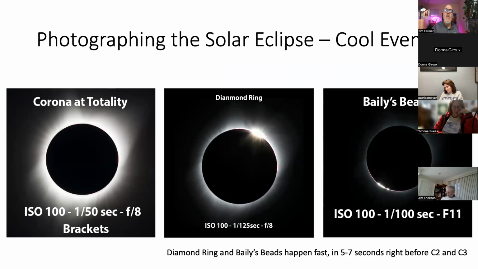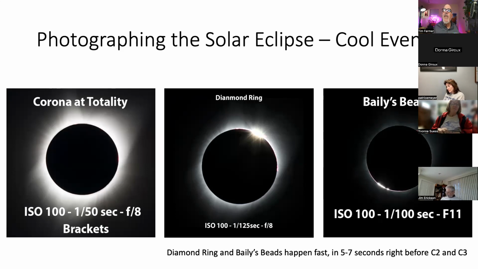And basically what it is, the Bailey's beads, the top of the mountains of the moon will totally be blocking the sun, but in the valleys of those mountains, the sun is still coming through. So it's basically the diamond ring, smaller and a lot more of them. So instead of being a 2 carat diamond, these are quarter carat diamonds. Good way to think about it.